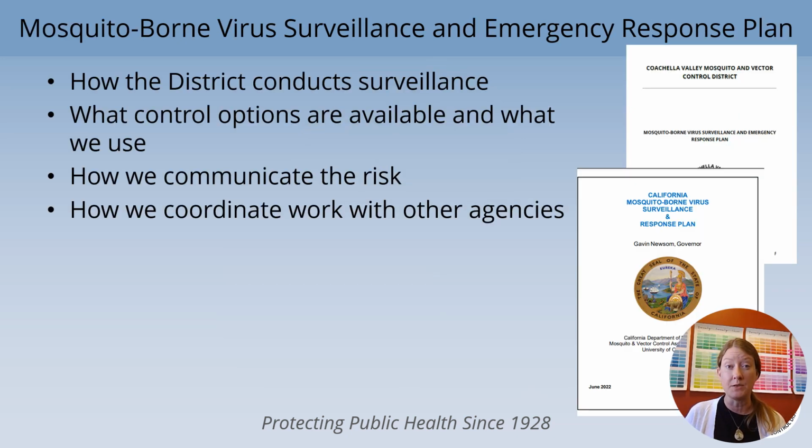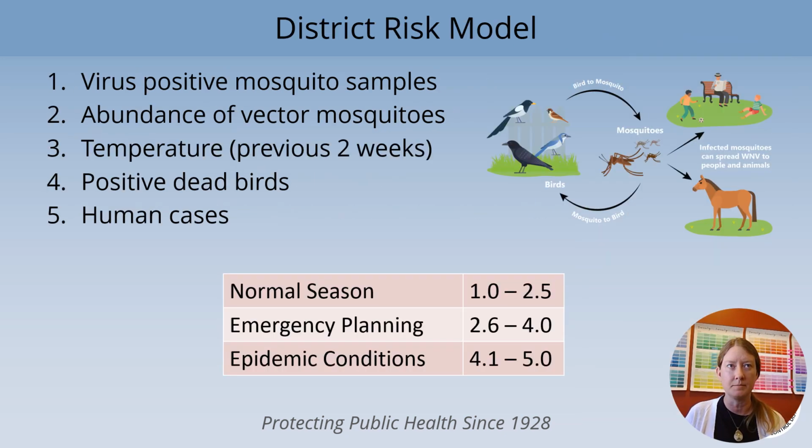The district reviews the California mosquito-borne virus surveillance and response plan and adapts it to be specific to the needs of the Coachella Valley. This plan outlines how we carry out the surveillance for mosquitoes and the viruses they can transmit, what control options are available to us and which ones we use, how we communicate the risk, and how we coordinate our work with other agencies involved.